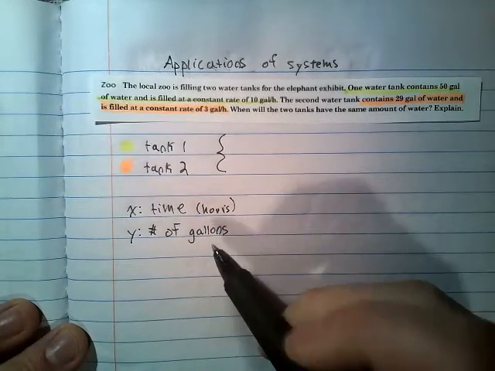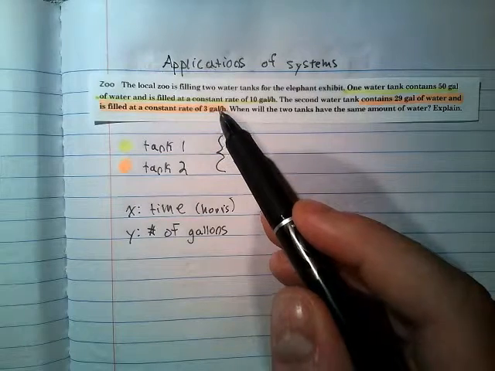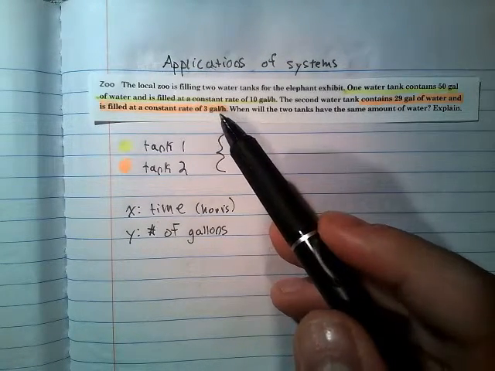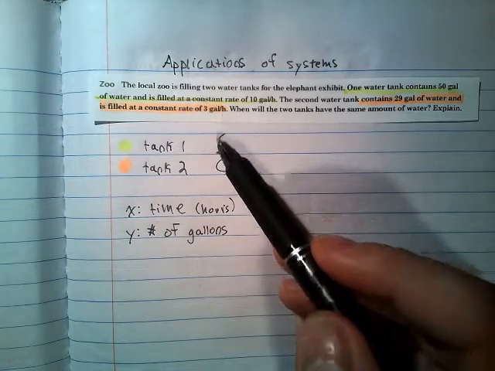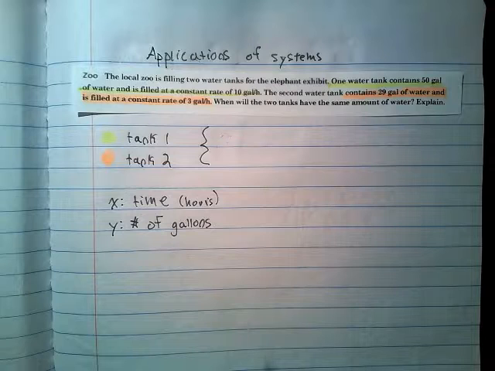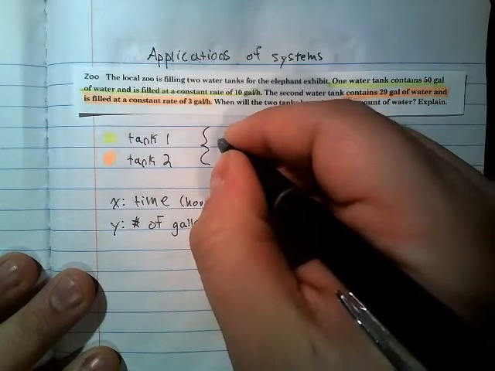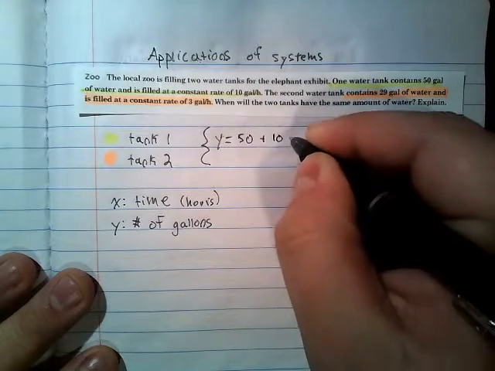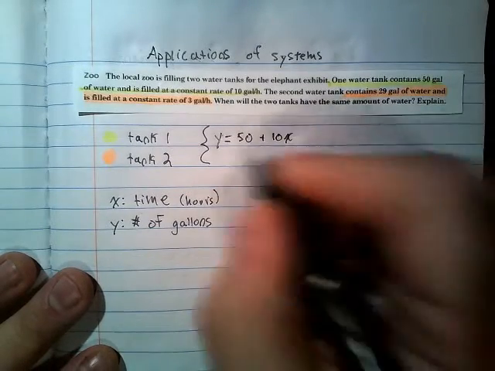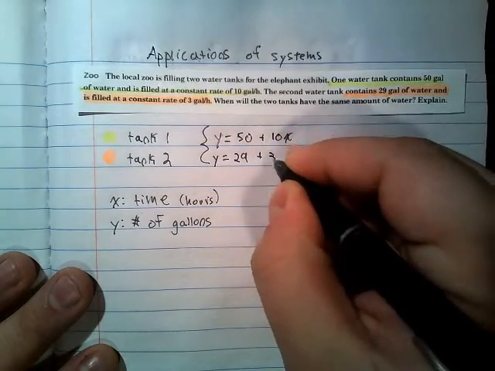Because it says gallons per hour, usually we're going to have gallons over hour. It's similar to slope and having a rate of change. If you have gallons per hour, the rate of change is y over x. It clues you in that your y value is probably going to represent gallons, and your x value is probably going to represent hours. So looking at tank 1, it says that one water tank contains 50 gallons of water and is filled at a constant rate of 10 gallons per hour. So I know that the number of gallons starts at 50, right? And I'm adding 10 gallons for every hour of time. Tank 2, similar, right? It contains 29 gallons of water, and I'm adding 3 gallons of water each time.